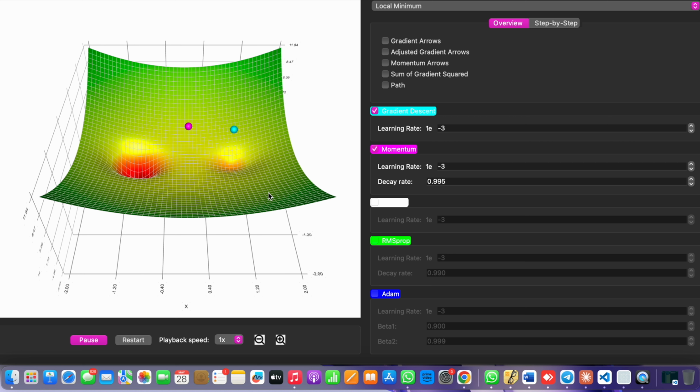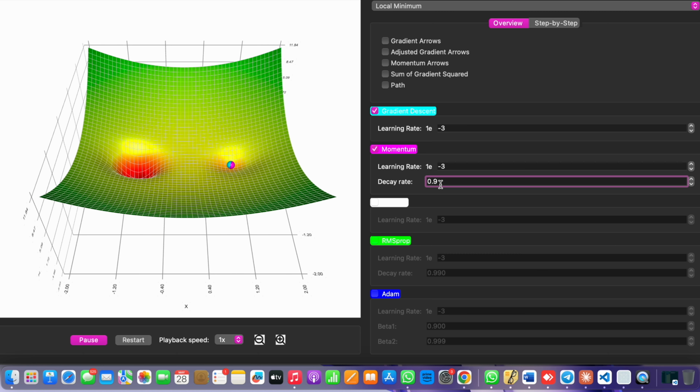Now look at what's happening. Here is a local minimum and here is the global minimum. Let's restart it. The blue ball is gradient descent and the magenta one is momentum. They are both getting stuck at the local minimum. This will give a suboptimal solution, but we have to get an optimum solution, so we have to reach the global minima. Both of our optimization techniques are ending up in the suboptimal solution.